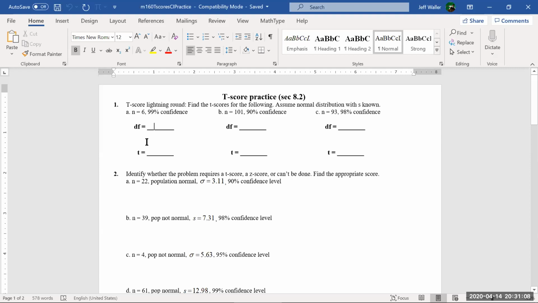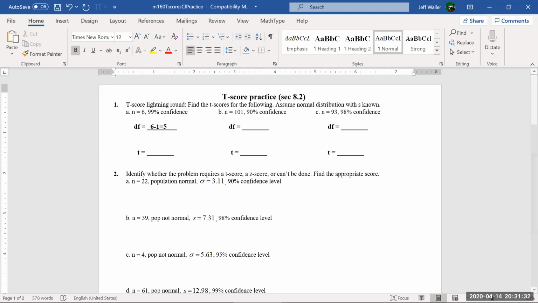So degrees of freedom again is n minus 1. In this case, on this first problem, it would be 6 minus 1, so that would give me 5. So degrees of freedom is 5 for this problem. And now I know degrees of freedom is 5, 99% confidence, so I know that it's 1% in 2 tails.